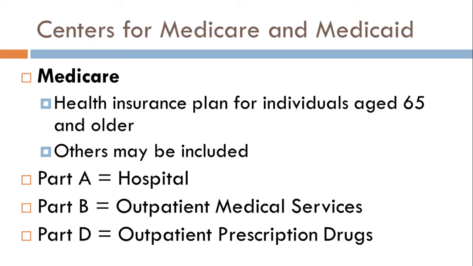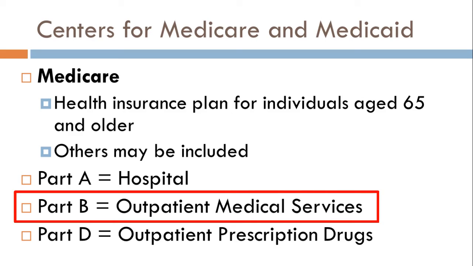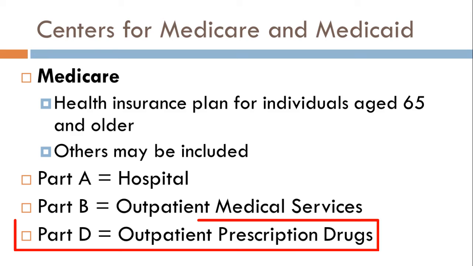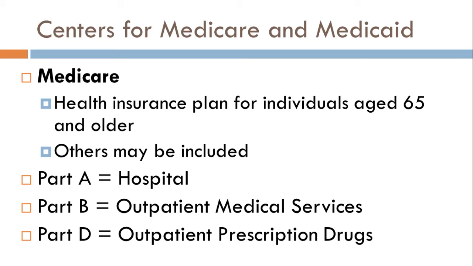Next is Part B, which is outpatient medical services. You're going to the family doctor. You're going to the Minute Clinic up the street. You're going to use medical services, and that is Part B as in boy. You'll notice I'll say Part B as in boy or Part D as in dog because they're easy to mess up. And especially if you're talking over the phone, I recommend differentiating them like that. So Part D, I always remember it's Part D for drug. So Part D for drug, that's the outpatient prescription drugs. And this is all bundled into Medicare.